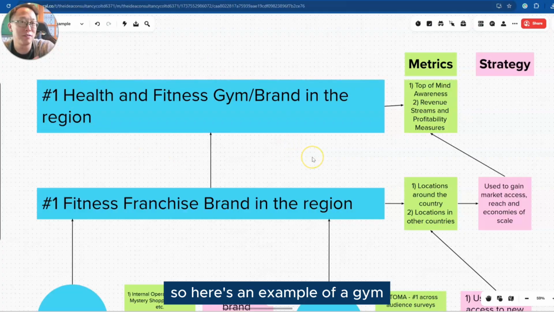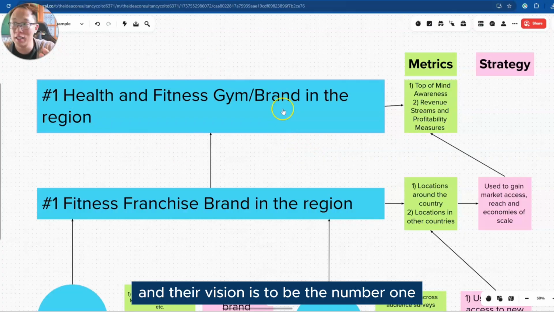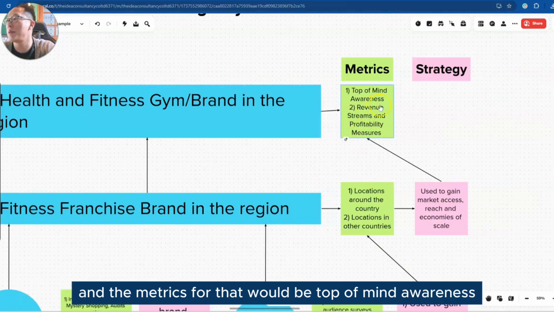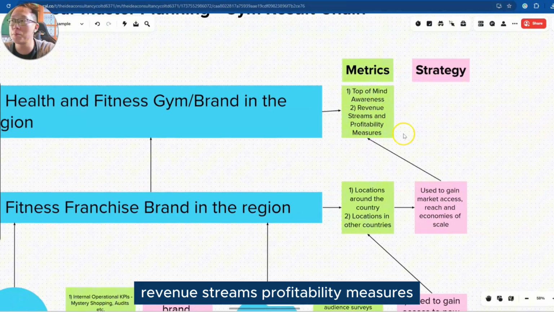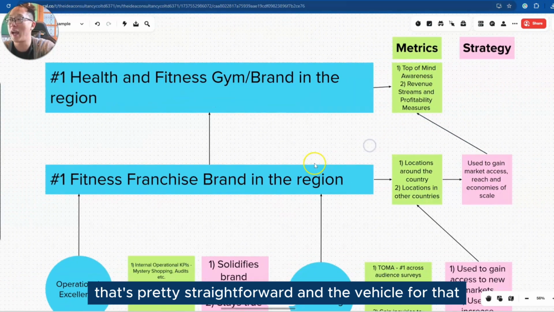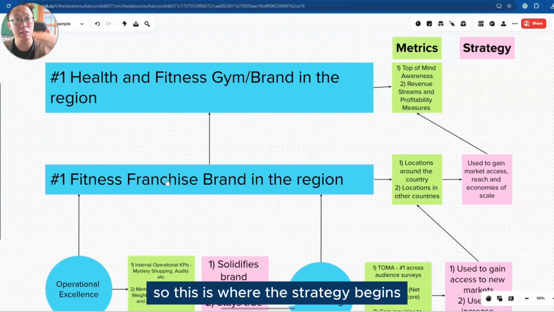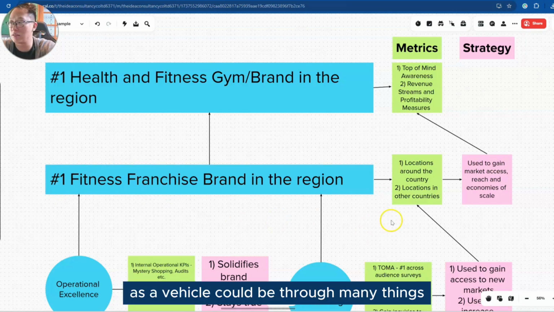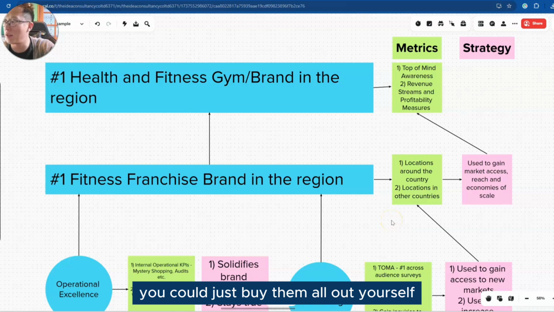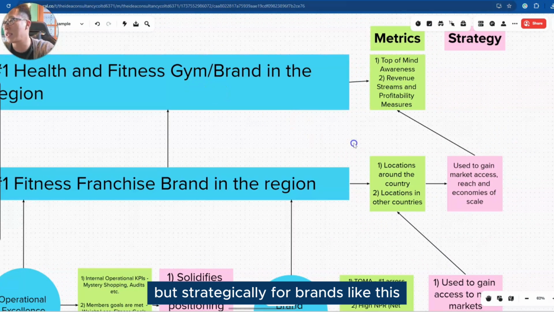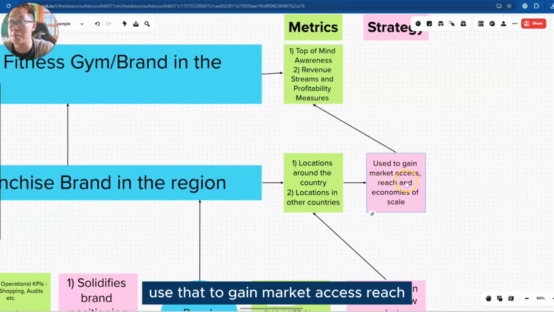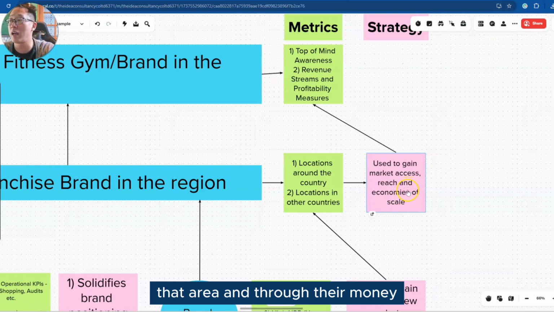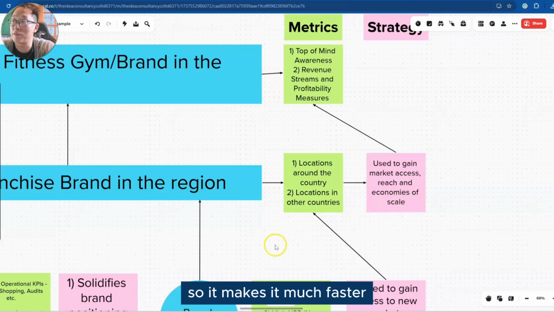So here's an example of a gym, a fitness brand, and their vision is to be the number 1 health and fitness brand in the region. And the metrics for that would be top of mind awareness, revenue streams, profitability measures. That's pretty straightforward. And the vehicle for that, so this is where the strategy begins. The theory is that we would do that through franchising as a vehicle. It could be through many things. You could just buy them all out yourself. But strategically for brands like this, franchising is great. Use that to gain market access, reach, economies of scale, typically a local partner who knows that market, that area, and through their money. So it makes it much faster.